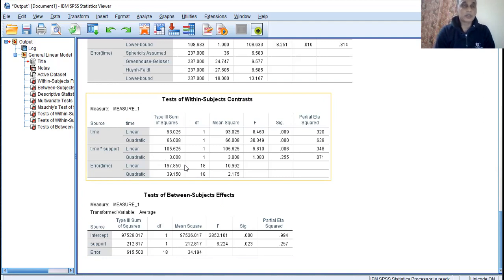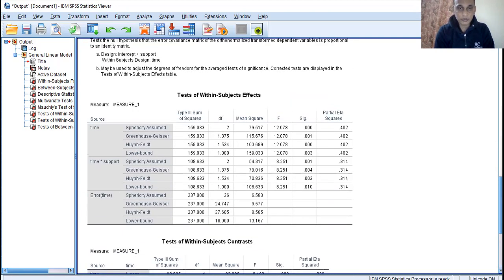Now, we have seen that the Greenhouse-Geisser result gives 12.078 with a significance of 0.001. And for time and support as an interaction, it comes to 8.251 with a significance of 0.004. So we are going to conduct the final test, which is the independent sample t-test.